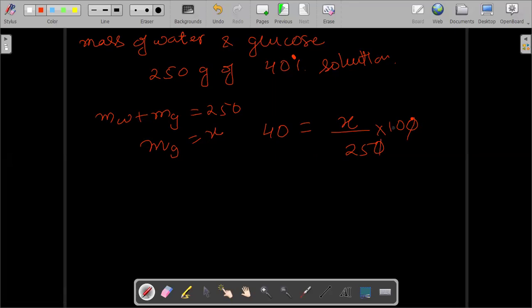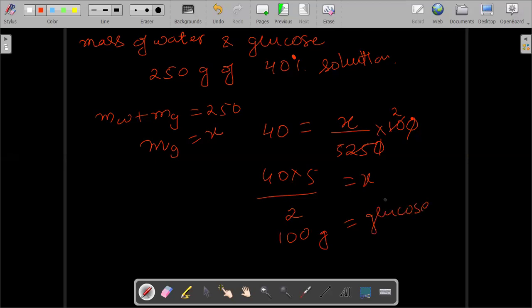And then 25, right, sir. 5 goes 5, we can take the 5 table, no? Okay, you can cancel this by 5. You get 2 here, and you also get 5. So 40 into 5 is equal to 2x, so x is 40 into 5 over 2, which becomes 100 grams. So you have to take 100 gram of glucose.